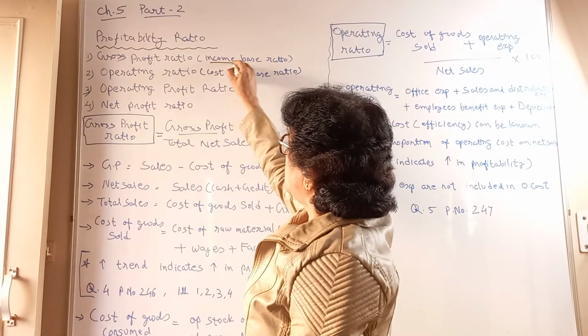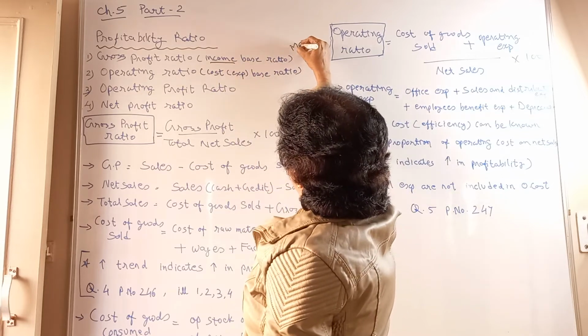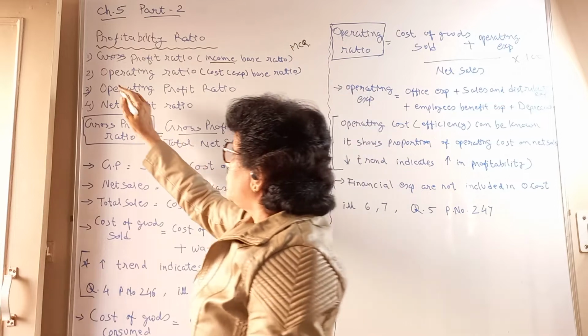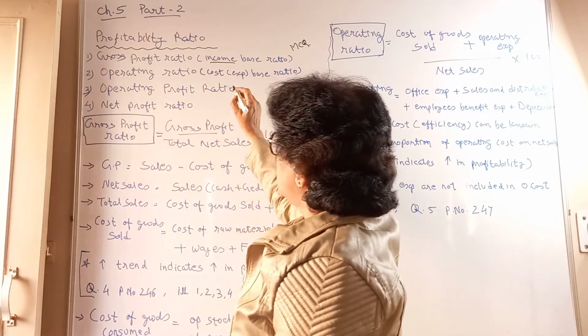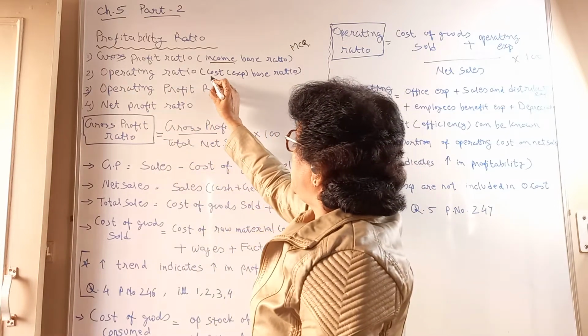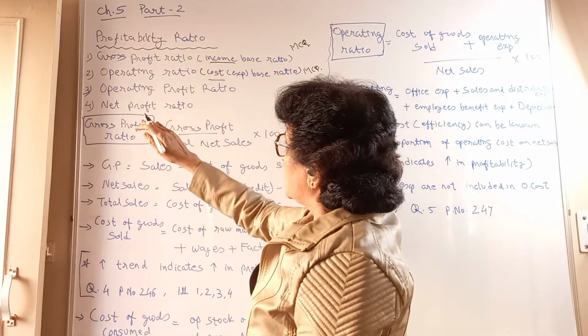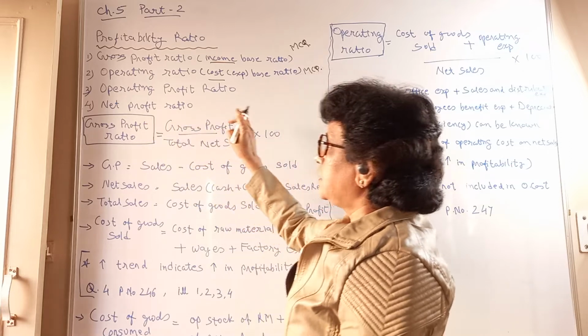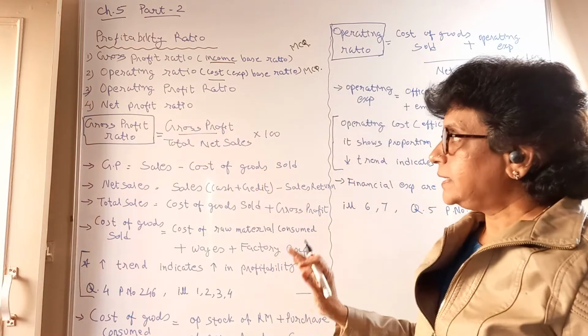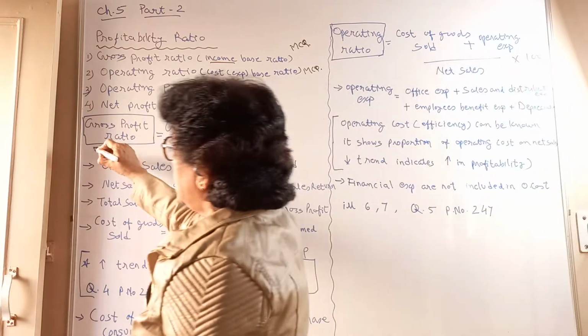This is what for your MCQ you have to remember. Second, we are going to see the operating ratio, which is a cost based ratio, that is also for your MCQ. Operating profit ratio and net profit ratio. First, let us begin with the gross profit ratio.